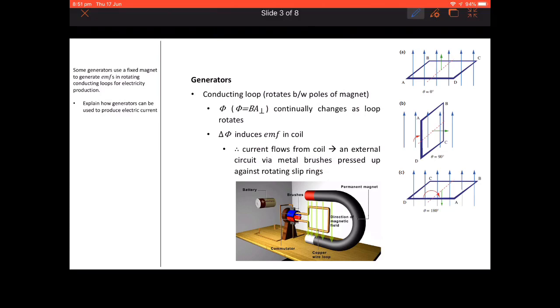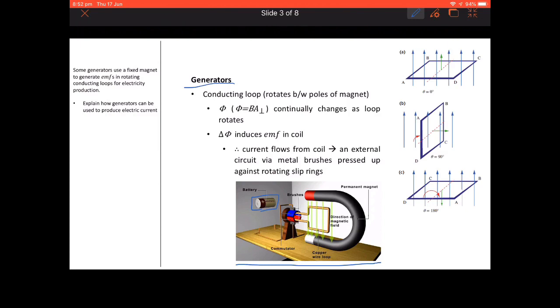So for generators, a conducting loop rotates between the poles of a magnet. We've got a schematic here of that happening, and it is really important to remember that the loop rotates as a result of some external motion, for example, the rotating blades of a wind turbine. There's a battery here. That battery is where the electrical energy is stored after it's been generated. It's not powering the circuit, it's not providing the energy for the coil to rotate, because this is a generator, so it's generating power.